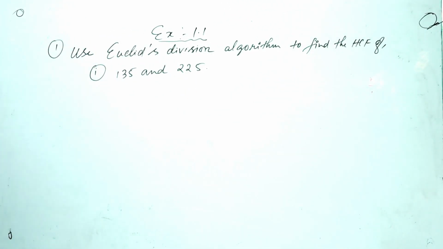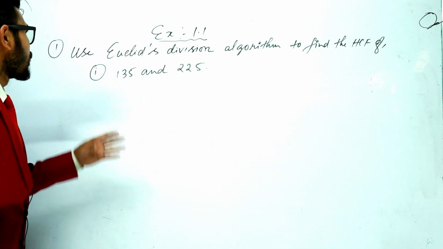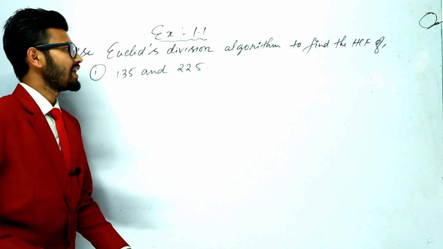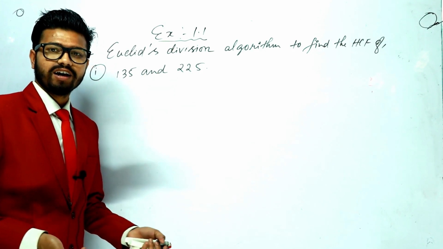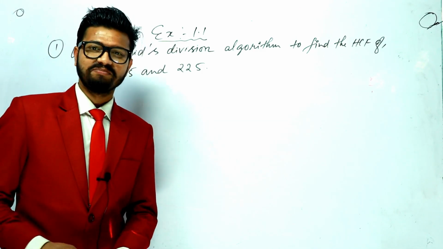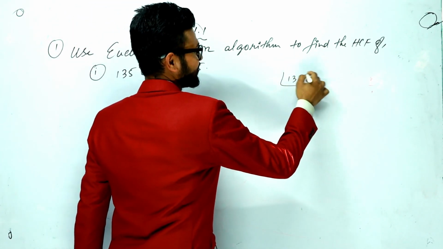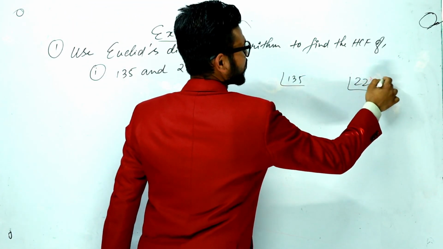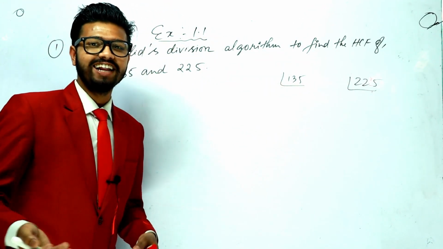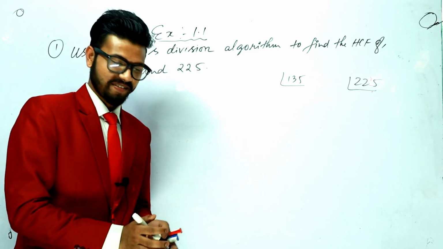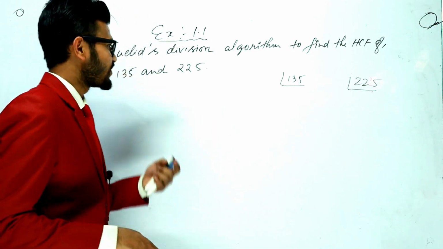So my dear, now let us begin with exercise 1.1. And here go your questions. Use Euclid's division algorithm to find the HCF of 135 and 225. There are lots of traditional methods we have learned in our basic classes, but we will not do it that way, by factorizing 135 and 225 and finding the common factors. It is not the way we will deal with it in class 10. We have to go stepwise, using Euclid's division lemma to continue with these steps.